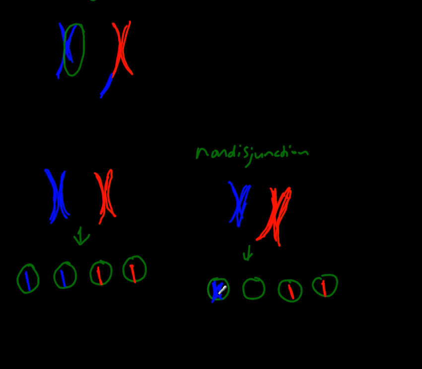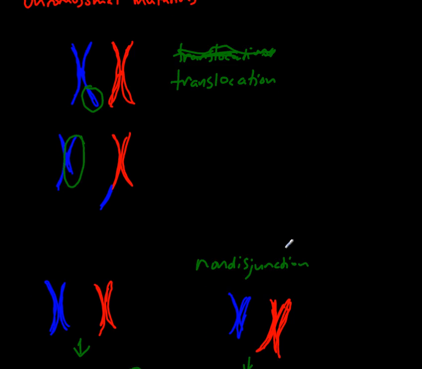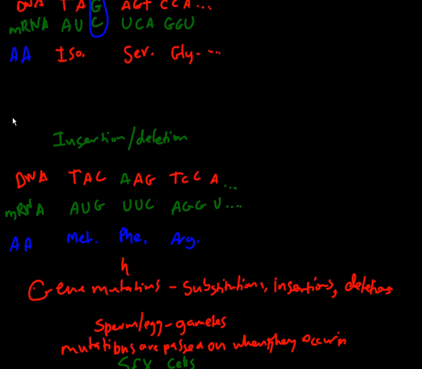If this gamete with an extra number of chromosomes fertilizes with another gamete with the normal number of chromosomes, then the zygote that's formed, the zygote being the fertilized egg, will have the wrong number of chromosomes. That can cause some complications. It can cause a miscarriage or some of the genetic disorders that we've talked about earlier. So these chromosomal mutations can also change the traits and the proteins that are passed on to the offspring.